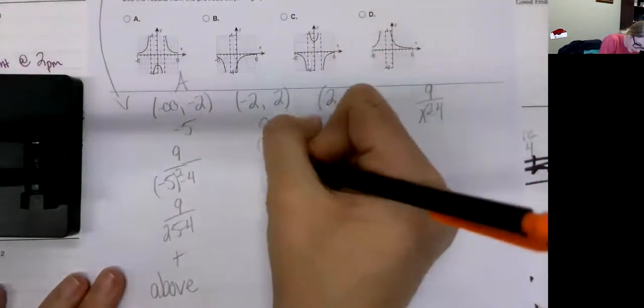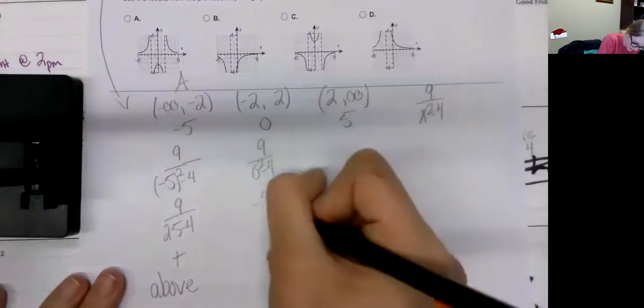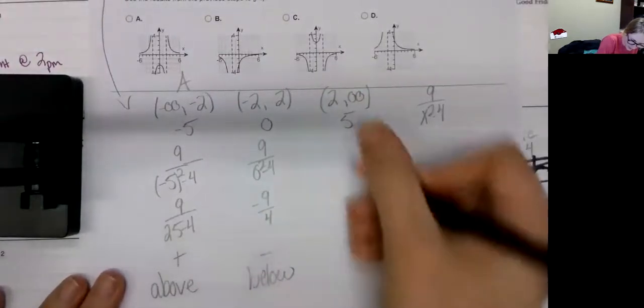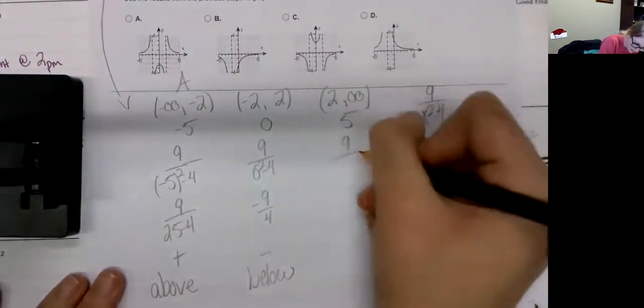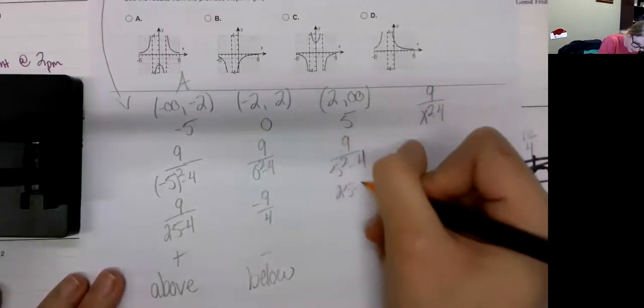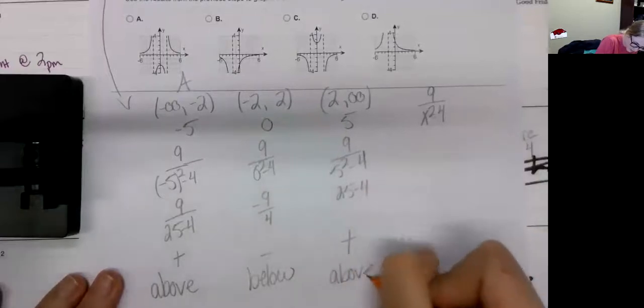Here, 9 over 0 squared subtract 4. This would have been -9/4, so negative, below. Then 9 over 5 squared subtract 4. 25 subtract 4 is positive, above.